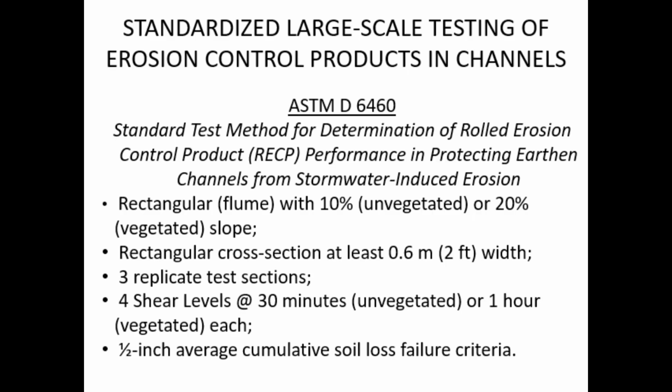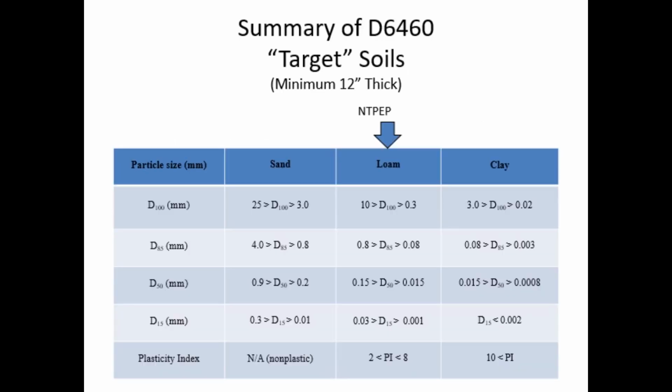Each unvegetated test setup must be run 3 times, but vegetated setups need only be run once. Each test includes 4 increasing shear or flow levels, with each flow lasting 30 minutes for unvegetated test setups and 1 hour for vegetated test setups. The threshold for establishing the permissible shear stress is that shear stress that causes 1/2 inch average cumulative soil loss over the test section. It should be noted that D6460 allows various soils to be used in the testing, but most often a loam soil is used.